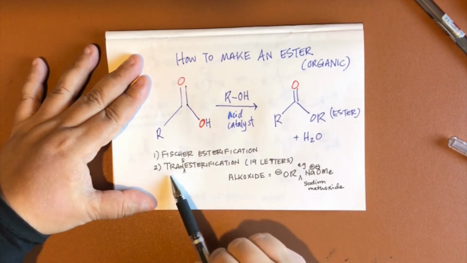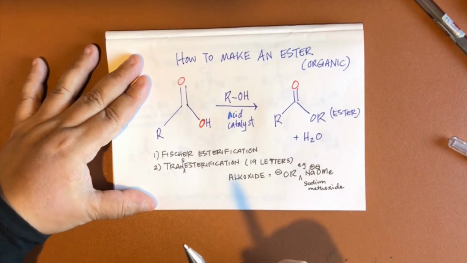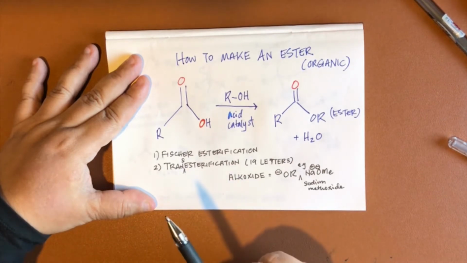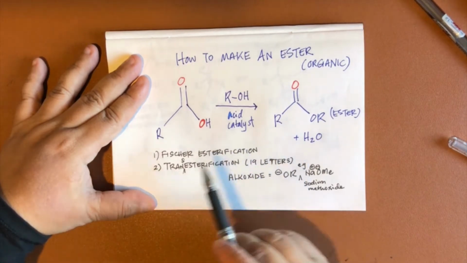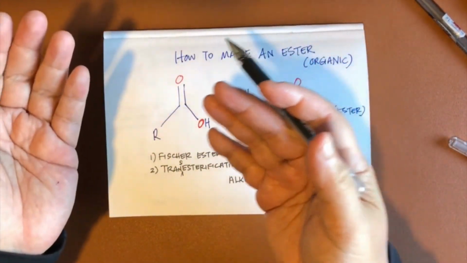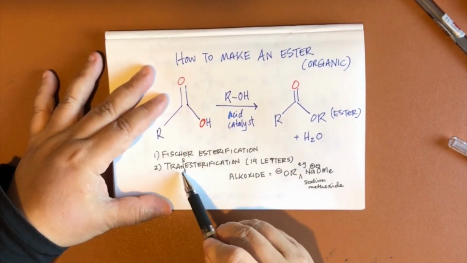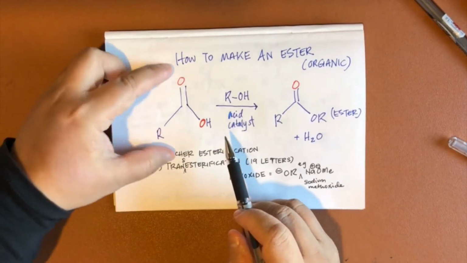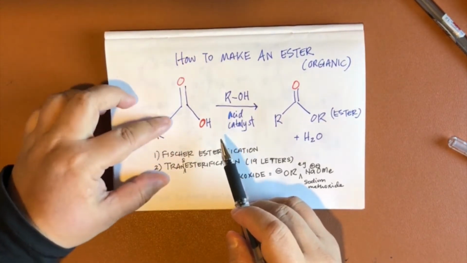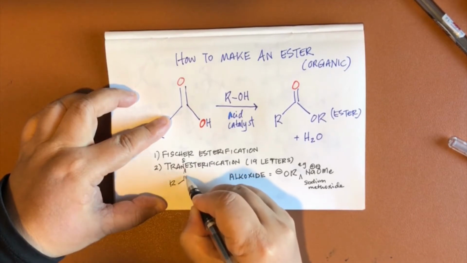In transesterification, what is meant by trans is that we start with an ester and then we swap. I mean, there's an exchange of one ester for the next one. So in transesterification, instead of starting with a carboxylic acid, we're going to start with an ester.